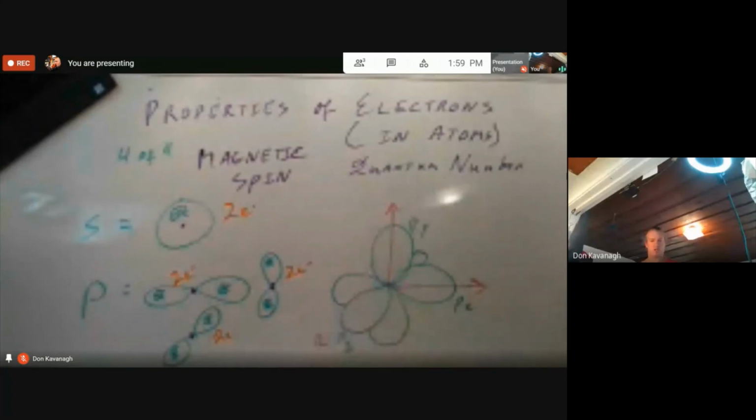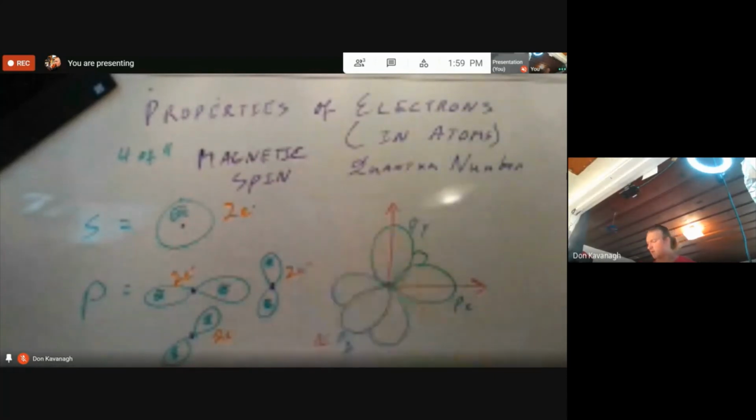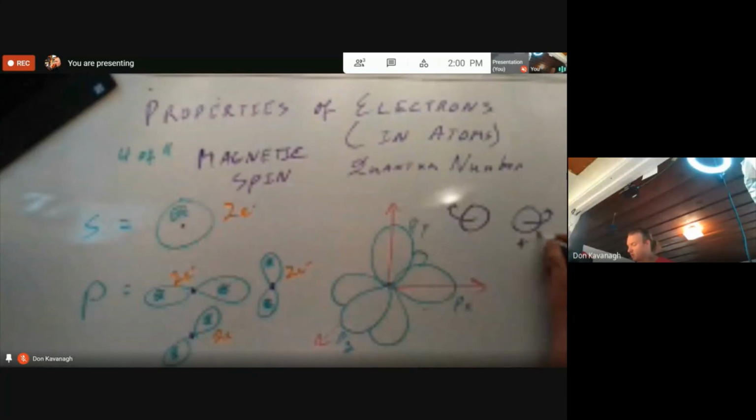Now, the direction that the negatively charged electron spins induces a magnetic field around that electron. What we've observed is that if you have an electron spinning, say, clockwise, the other electron will spin in the opposite direction, counterclockwise, inducing a magnetic field of opposites. We give these a +1/2 or -1/2 designation here.